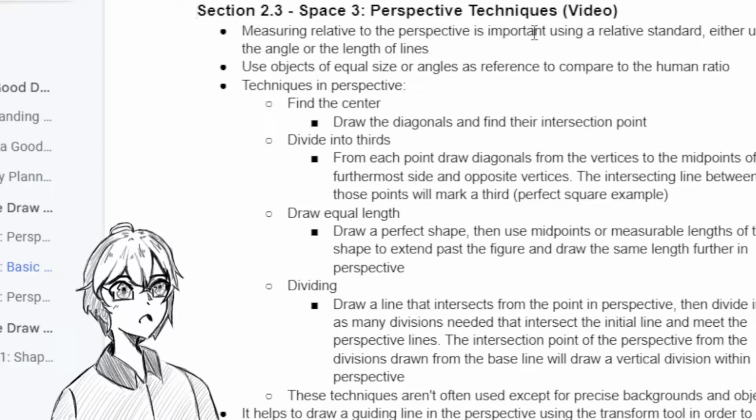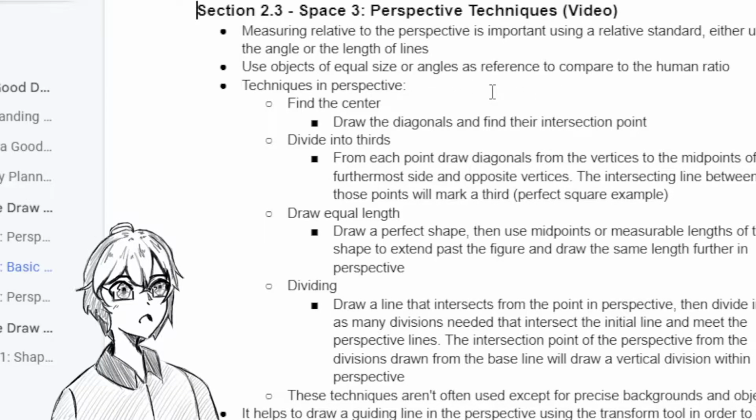It's always something that's already drawn into perspective that he knows as a concrete standard, and then using that standard he'll draw elsewhere. So an example of this would be if you have a perfect cube in your illustration, which isn't often, but it might be the case. That perfect cube drawn in perspective can then be used to measure angles and lengths using the cube itself, and then you can use objects of equal size or angles as reference to compare to the human ratio.